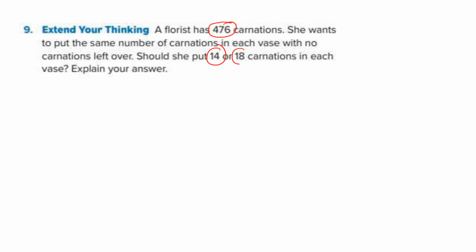Let's read the question. A florist has 476 carnations. She wants to put the same number of carnations in each vase with no carnations left. That means when she is dividing these 476 total number of flowers into the vase, she does not want any flower to be left behind. That means she wants remainder after she does the division to be 0.